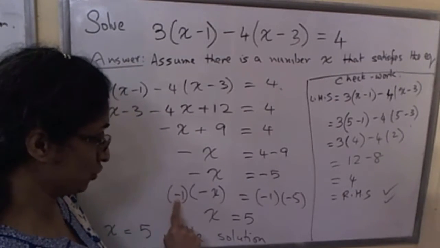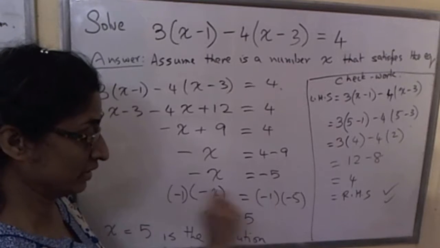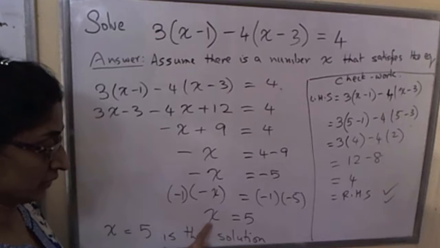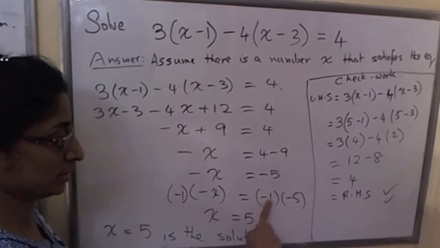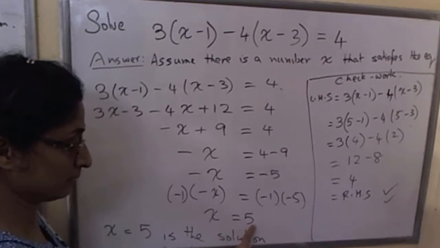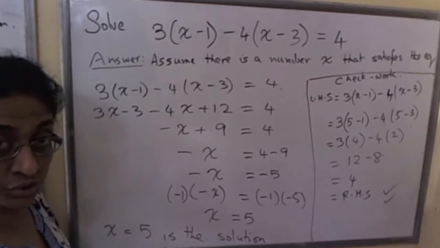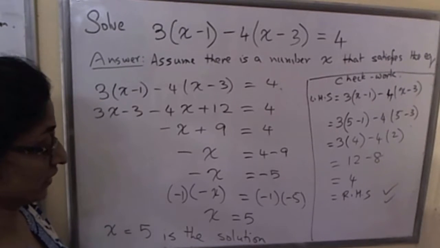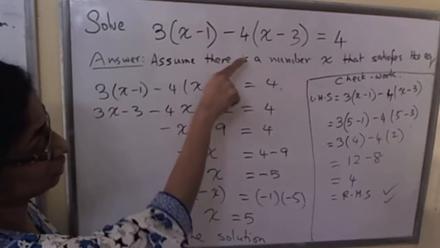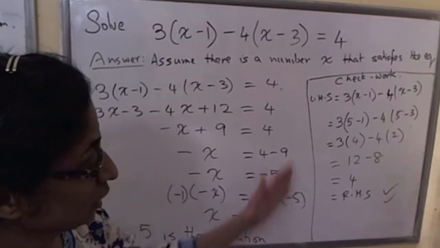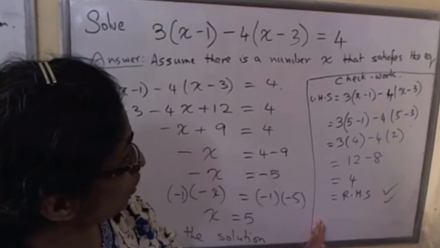In this case, I chose to multiply both sides by negative 1. If I do that, I get negative 1 times negative x is x. Here negative 1 times negative 5 is 5. I claim x equals 5 is the solution. I can do that as soon as I actually put 5 back into the equation and make sure the equation is actually satisfied. So that's what this check work shows me.